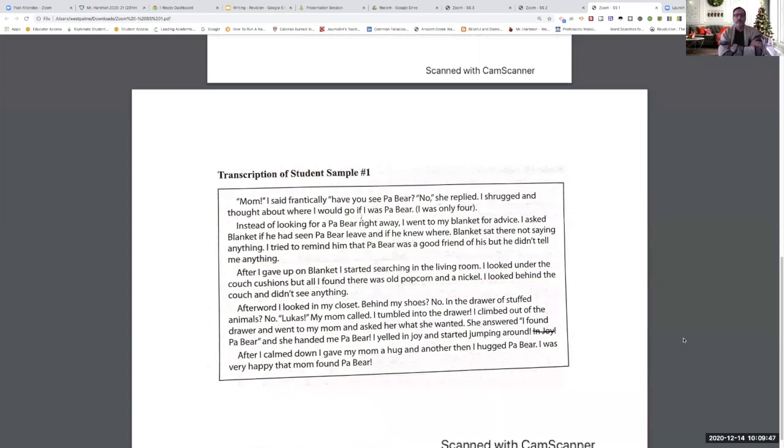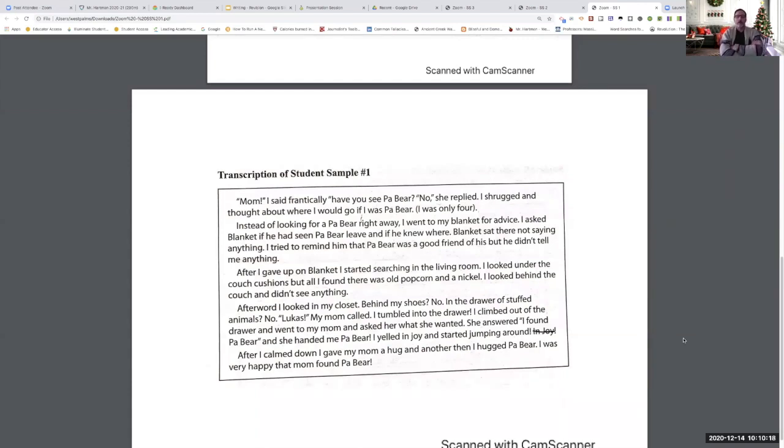Mom, I said frantically, have you seen Pa Bear? No, she replied. I shrugged and thought about where I would go if I was Pa Bear. I was only 4. This is a piece of student writing, by the way. Instead of looking for Pa Bear right away, I went to my blanket for advice. I asked Blanket if he had seen Pa Bear leave and if he knew where. Blanket sat there not saying anything. I tried to remind him that Pa Bear was a good friend of his, but he didn't tell me anything.